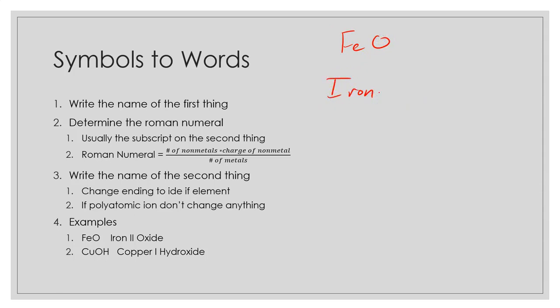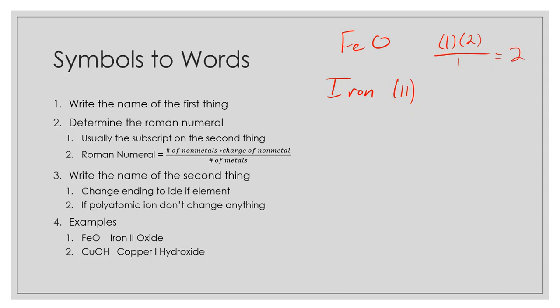Now we have to determine what our Roman numeral is, and the Roman numeral will be equal to the number of nonmetals. In FeO, we have one nonmetal because we have one oxygen, times the charge of the nonmetal. Well, the charge of oxygen is 2. Really, it's -2, but I don't care if it's plus or minus. Divided by the number of metals. So we have 1 iron. When we plug that all in, we get 2. So we're going to put a Roman numeral 2 behind that.